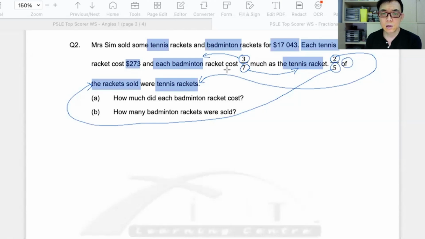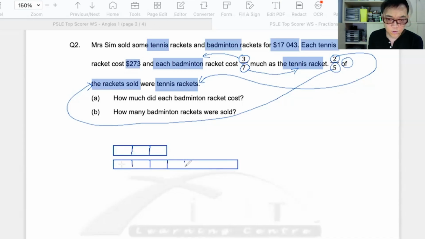So each badminton racket costs 3/7 of the tennis racket. So if I were to draw 3 and 7, it will look like this. 3 and 7, 4, 5, 6, 7. So this would represent the price of each badminton racket. This is each badminton racket and each tennis racket.